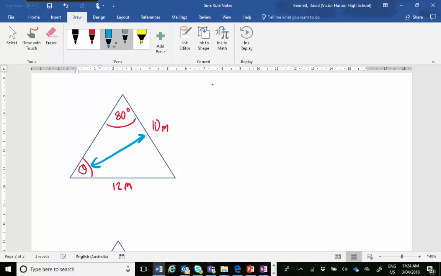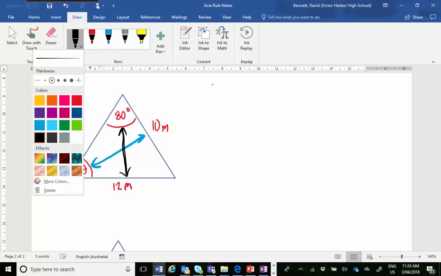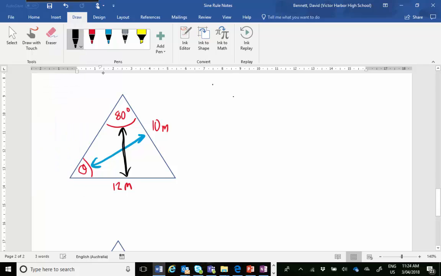The key thing here again is being able to identify corresponding sides and angles. Yep, we've got corresponding sides and angles, and we've got one unknown. The same process here: make sure you put your unknown on the top left hand side. In this case, it's an angle, so we go sine of theta over the corresponding side, which is 10, equals sine of 80 degrees over 12.